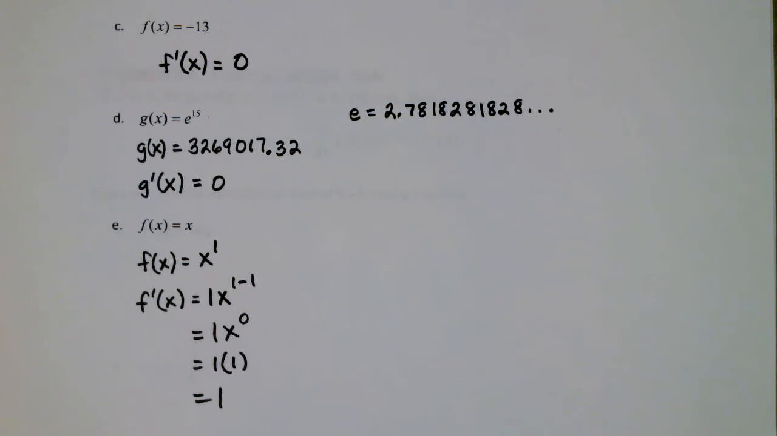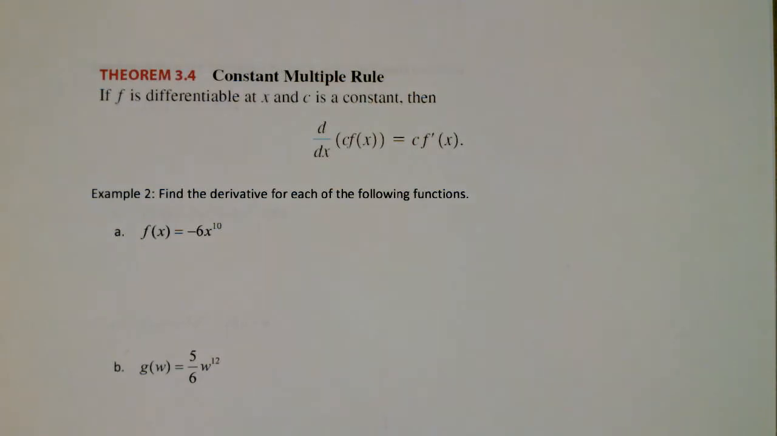Okay. Now, next we'll look at the constant multiple rule for derivatives and how we can use that. All right, the constant multiple rule says this. If f is differentiable at x and c is a constant, then the derivative with respect to x of the constant times f of x will be equal to this. You take the constant and it'll be multiplied by f prime of x.